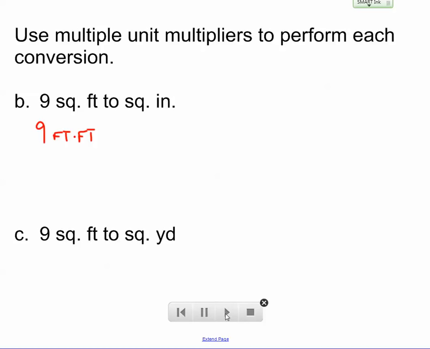Now I'm going to convert this into square inches. Now I do know that there are 12 inches in every foot. And that is a unit multiplier. And when I do that, you can see how one of the feet would cancel out. Now what I've got to do is do this one more time, 12 inches in every foot, so that I can get both of the feet in square feet to cancel out.